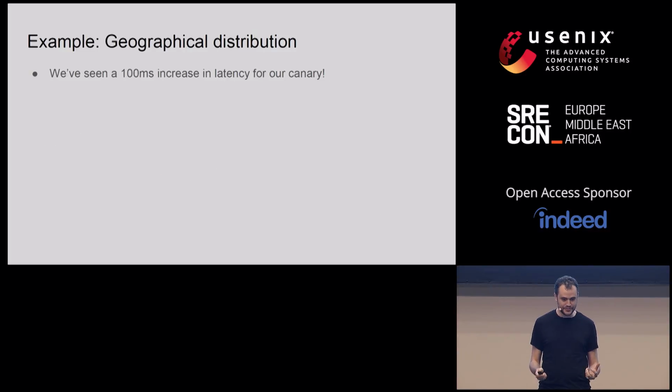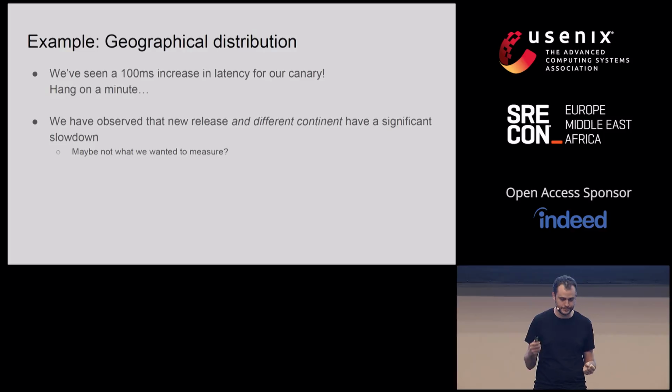So we have seen a 100 millisecond increase in latency for our canary. Depending on how long the rest of the operation takes, it's 20 milliseconds to the database, maybe this is actually a crushing difference for your service. But hang on a minute. Our observation is that the new release and also different continents have a significant slowdown. So it's important to remember, what is it we wanted to measure? What are the differences between the populations that you might not have really consciously realized when doing this measurement?